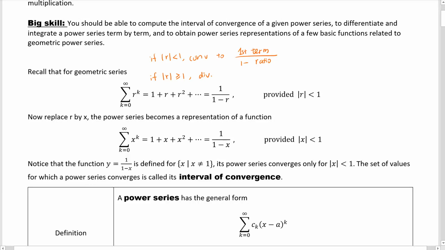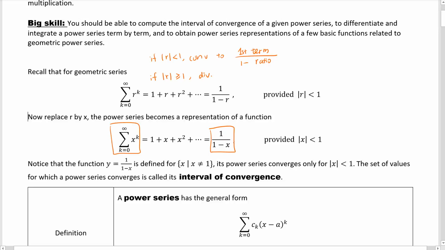Now, let's replace r by x. Then we get the power series. Okay, so a power series is a series containing the variable x. Now, the power series becomes a representation of a function. See, this is the function it represents. So here we have the power series, and here is the function. The power series converges to the function provided the absolute value of x is less than 1.